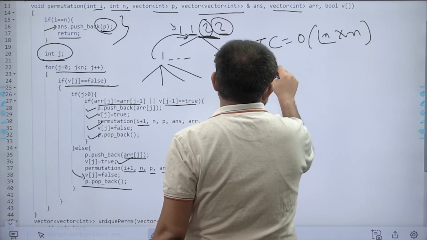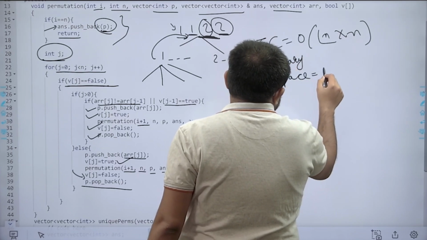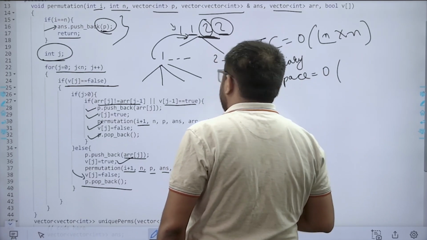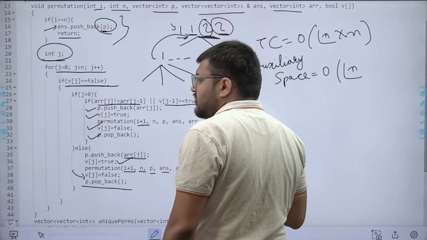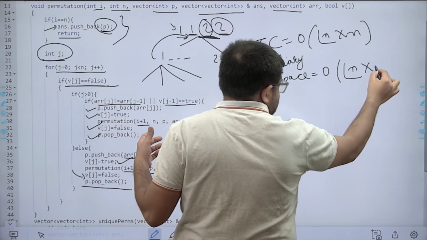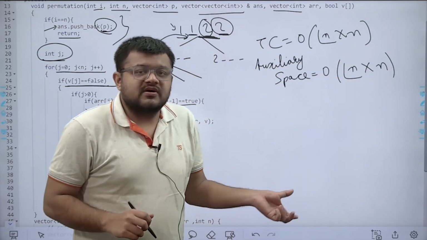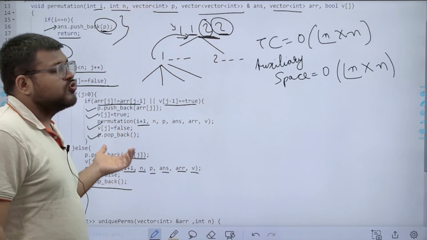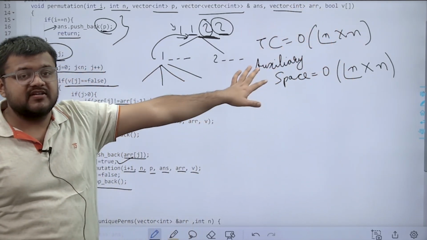And what is the auxiliary space? If I look at my answer vector, it contains at max factorial n permutations. Why? Because if all the elements are unique, it will contain factorial n permutations, and each permutation is of length n. So this will be my auxiliary space. Obviously, there would also be some time taken to sort the array, and some time and space for the recursion, but those will be very small compared to this. So this would be the effective time and auxiliary space complexity.